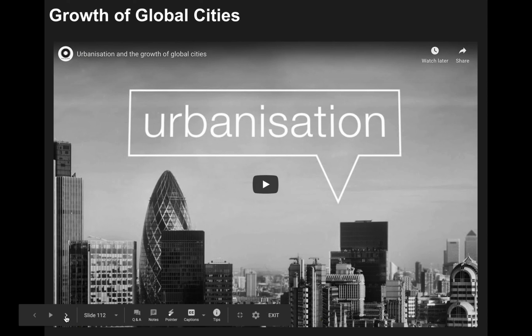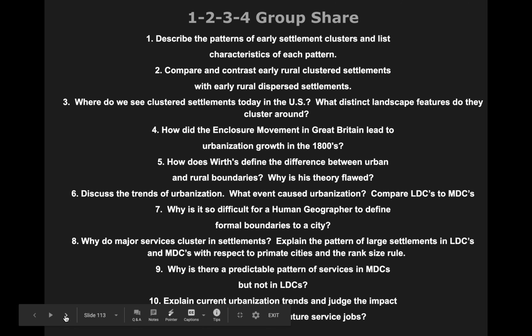All right, if you want to look at the urbanization growth, that's slide 112. All right, and that'll take us to the end of the notes. And next week we'll be starting chapter 13, urbanization. And if you want, go ahead and look ahead to the key issues.